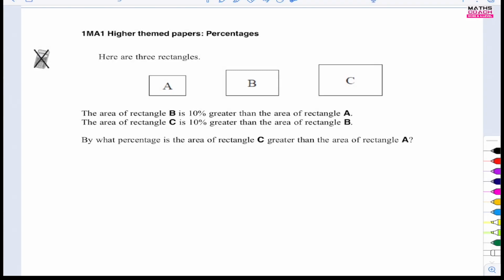Okay, so on to the next question. Now, this question requires you to do this without a calculator. So this is something that will appear on paper 1 of the GCSE exams, and this is indicated by this sign here. Okay, so let's have a read through the question.